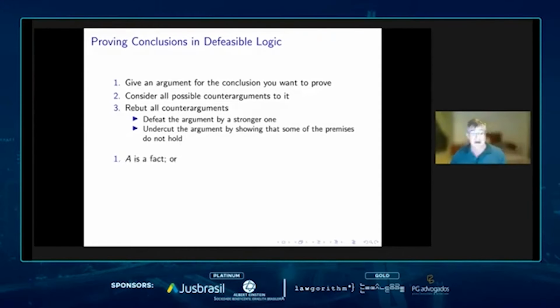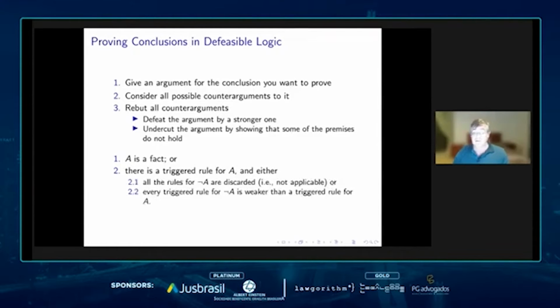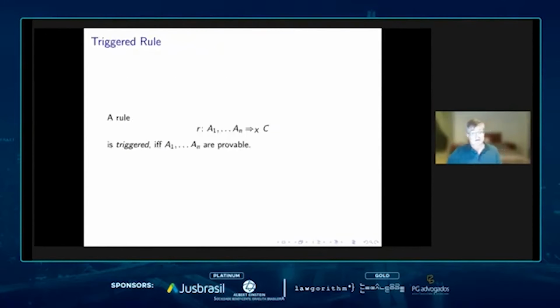So the basic construction is that we can say that an argument for A is a basic fact, or there is a triggered rule for A, and either all the rules for the opposite are discarded, not applicable or not triggered, and every triggered rule for not A is weaker than a triggered rule for A. So the key point is to determine what it means for a rule to be triggered. If we have a rule, and it could be either a constitutive or a prescriptive rule, the definition of trigger is very, very simple. We need all the elements in the if part, the antecedent A1 to AN, to be provable, and that is the basic condition.